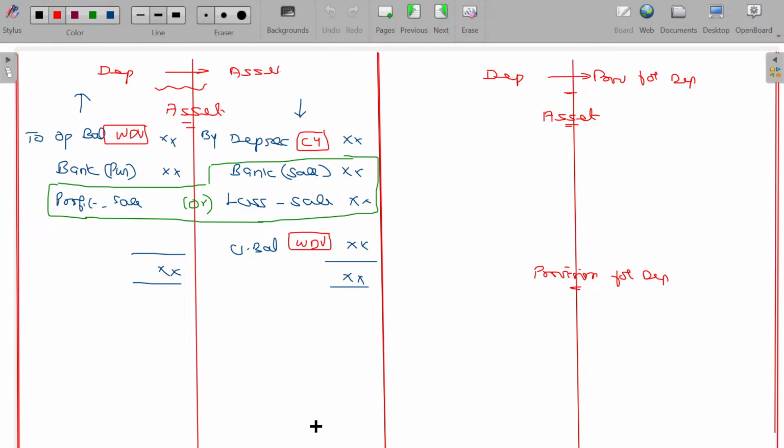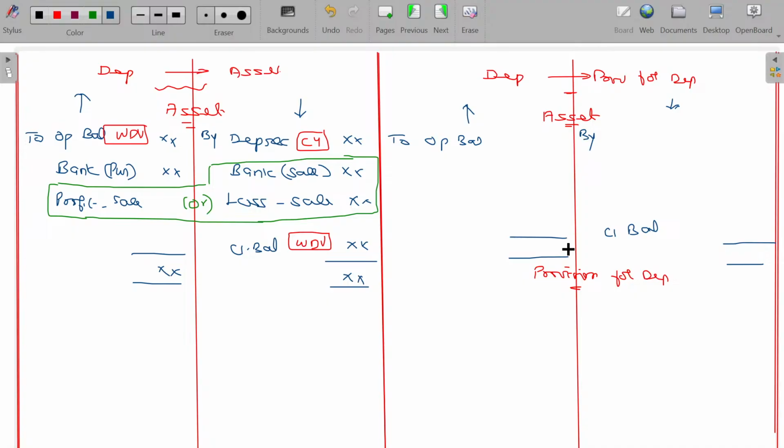Now we'll move on to the next model. In the next model, of course, assets being debit balance, we start with the opening balance on the debit side, and the closing balance ends on the credit side. Whenever the balance of an asset increases, that value will be debited. If the transaction reduces the value of the asset, it should be credited.